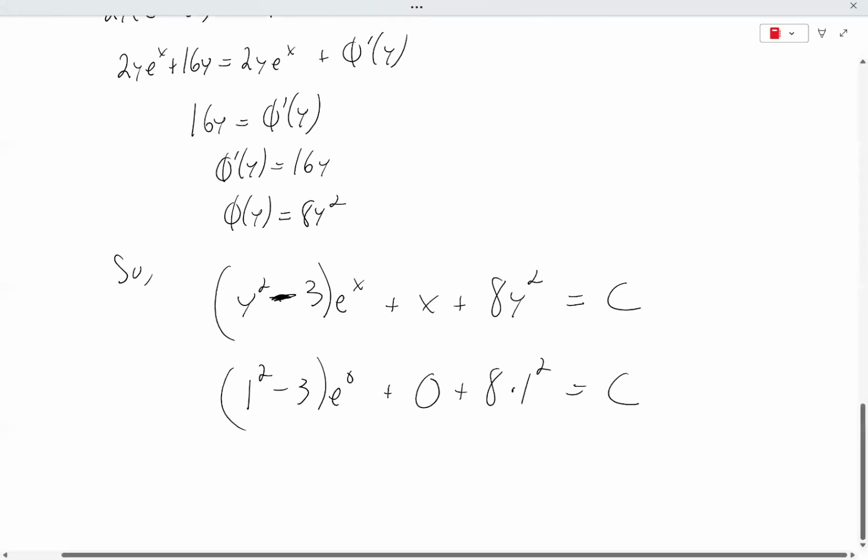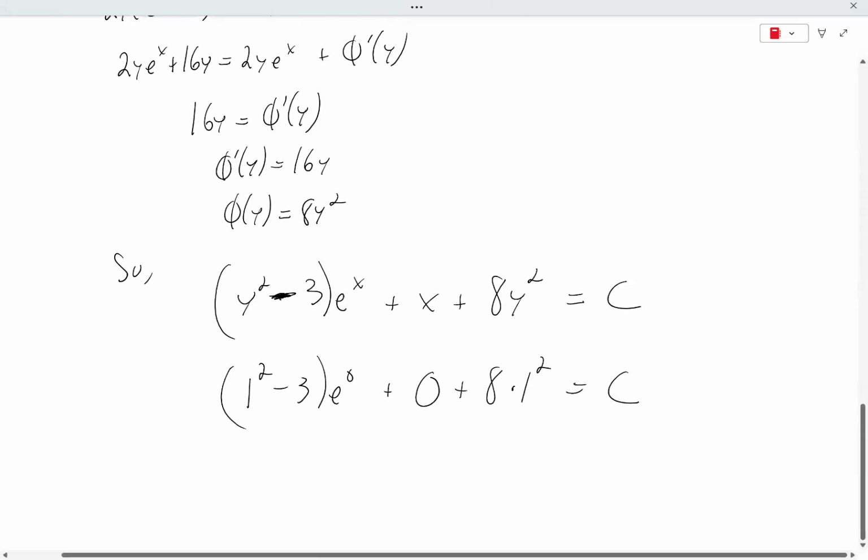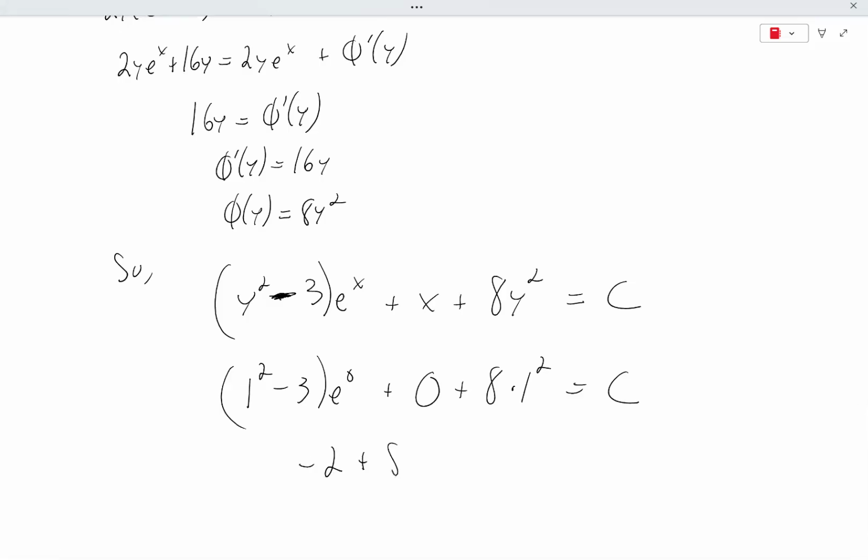Let's get the c here. Just substitute it in. So that is minus 2 plus 8 equals c. So c is equal to 6.